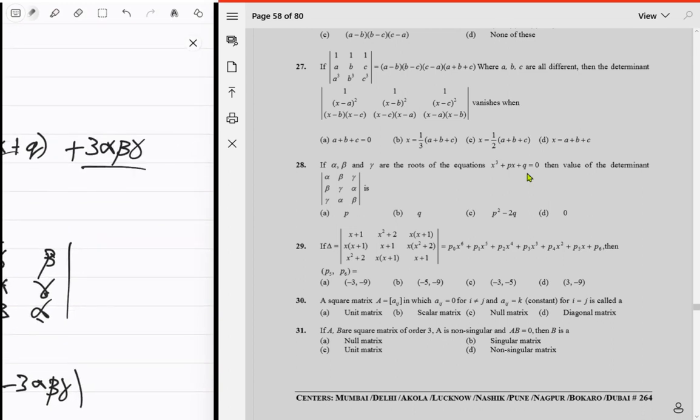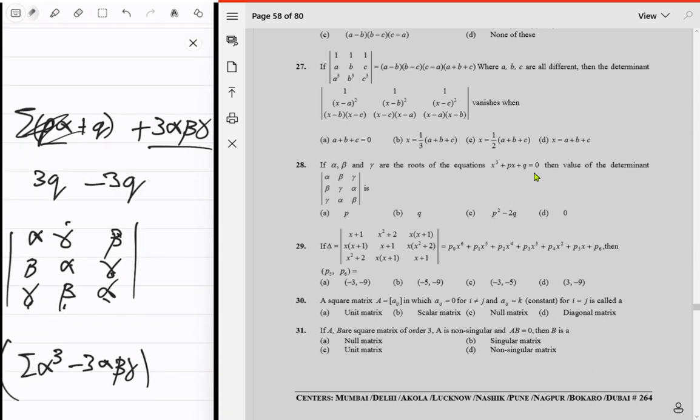And what about this guy? Alpha beta gamma is just negative q upon 1, so it's just negative q. So it's just minus 3q. Oh, that's awesome. Just 0. So this happens to be 0. Not unexpected, is it? Definitely not, because alpha plus beta plus gamma equals 0, and this actually has a factor of alpha plus beta plus gamma. So D would be correct anyway.